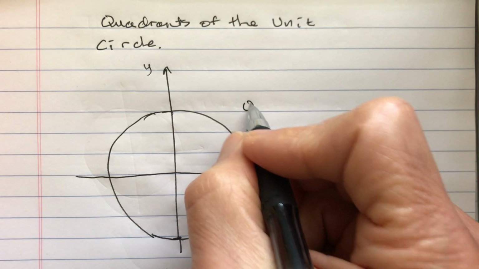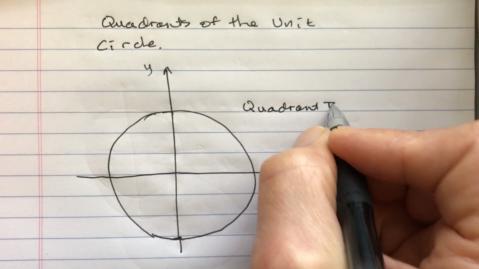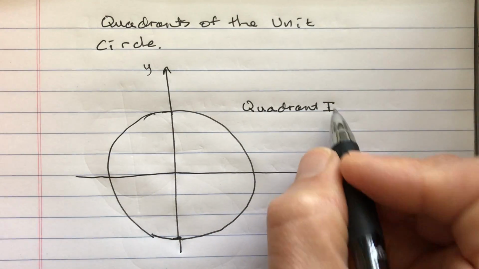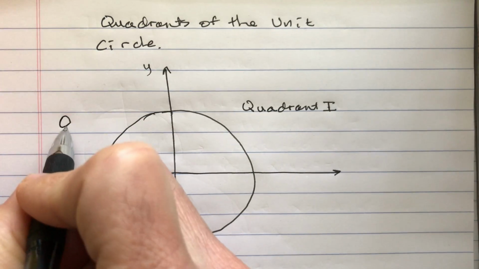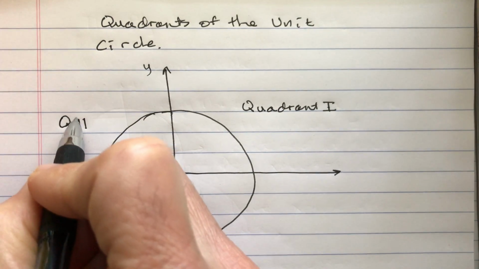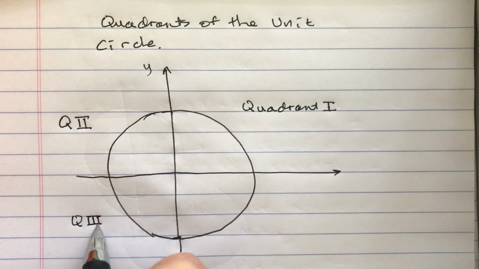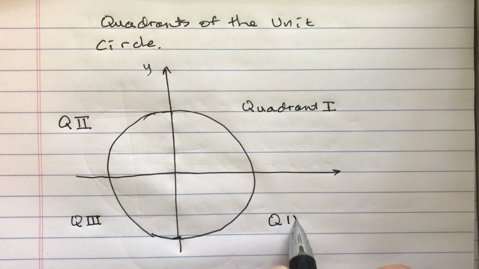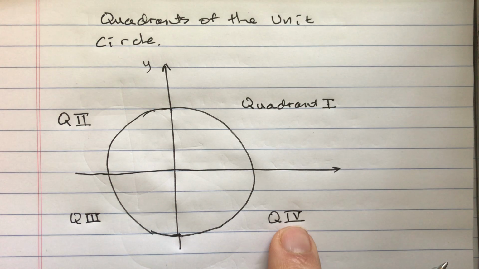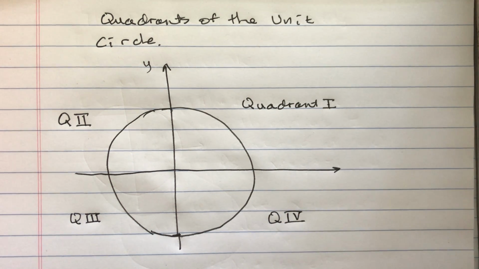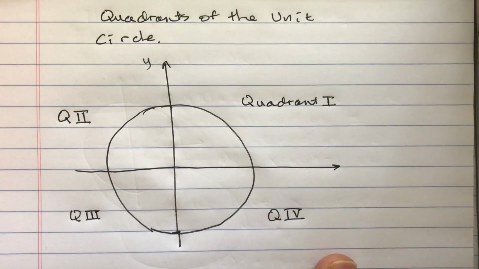The quadrants are as follows. This is quadrant 1. It's sort of customary to use Roman numerals, and then also to abbreviate quadrant to just writing Q. That's Q2, quadrant 3, quadrant 4. If you don't want to use Roman numerals, that's fine, but it's pretty common to use these.